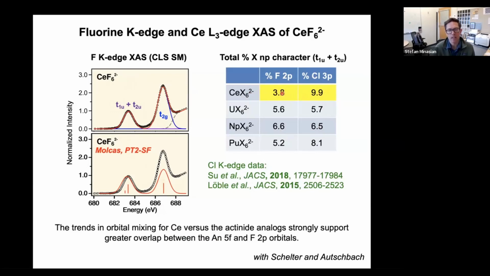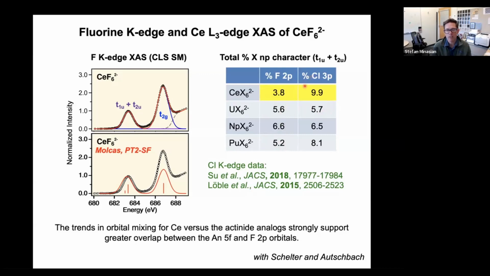Now, what you'll see for the fluorides is that initially this is a very small amount of orbital mixing, and it actually increases when you go from cerium to the actinides. And this is exactly consistent with what I talked about on, I think, the second slide of my talk, where I showed that radial distribution function plot, where the 5f orbitals are more extended than the 4f. And so this would be consistent with having greater overlap in the actinides versus the lanthanide system.